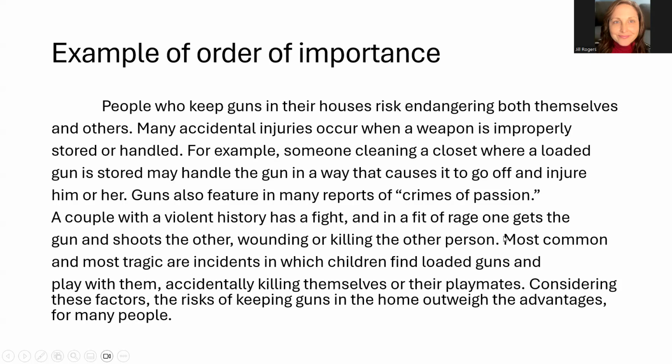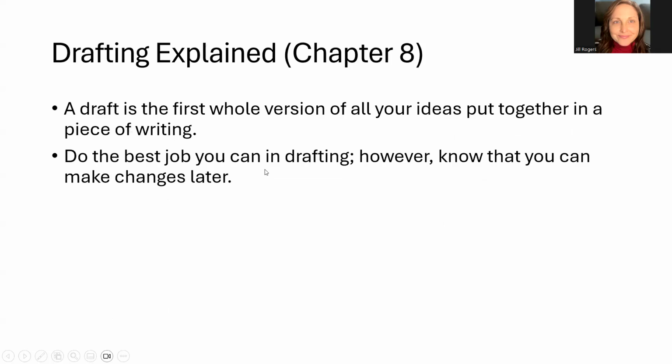So here we see that this is the most important thing they're talking about, the most, because they even use those signal words that tell us that they're saving the best for last. Okay, this is from your book. I didn't write that, just so you know. Okay, so we're going to move on. That's all I wanted from chapter 7.